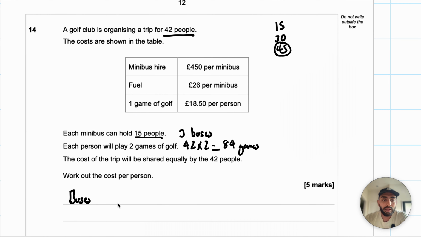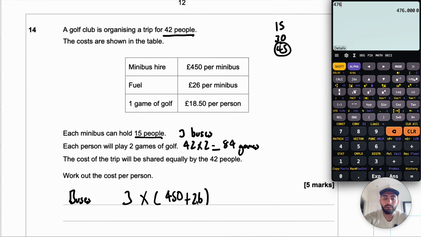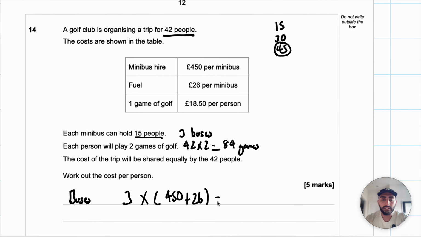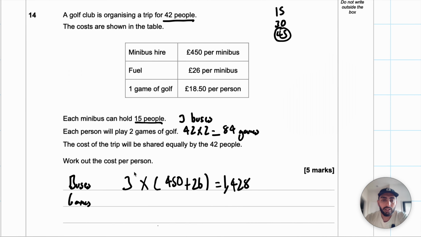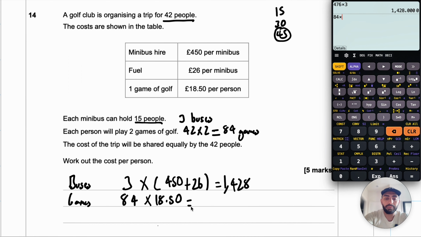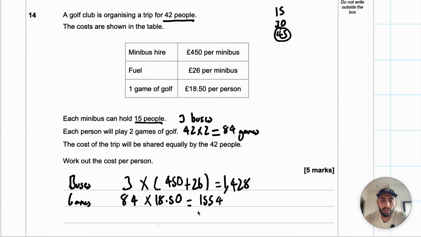So we know we're going to get 3 buses altogether, and the cost of those buses are the cost of the rental, the £450, plus the fuel that we're spending on each bus. 450 plus 26 is 476, and multiply that by 3, which is 1428. That's the buses done. Let's do the games now. So we know there's 84 games in total, and we're spending £18.50 on each of those games. So it's 84 multiplied by £18.50, which is 1554.